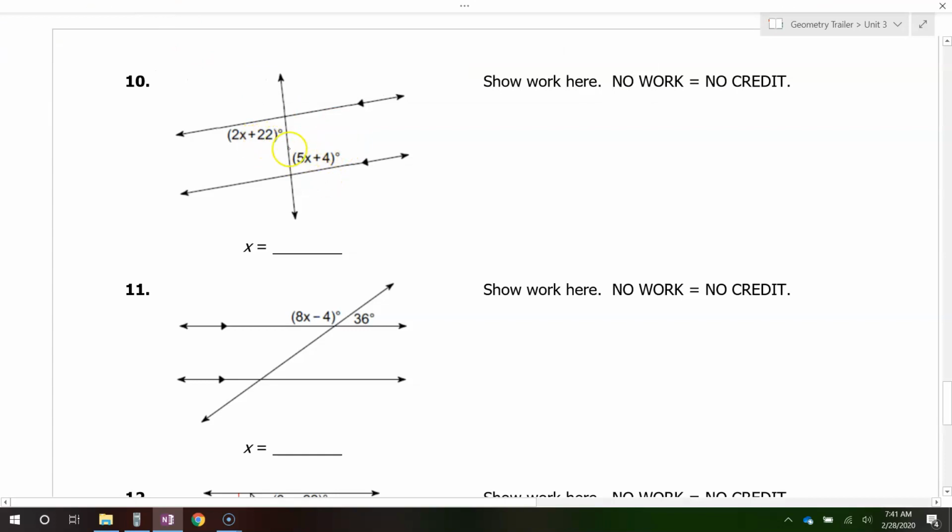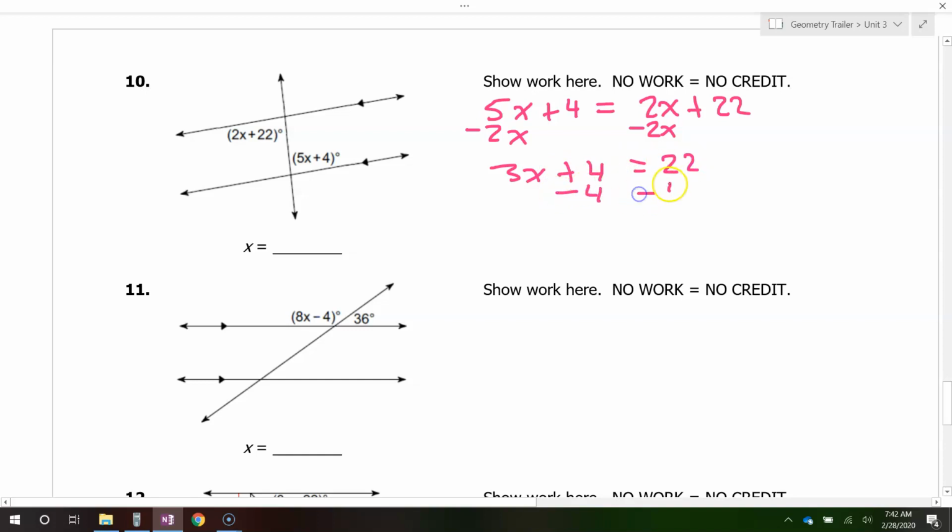All right, these are alternate interior angles. So they should be congruent. So I can just set them equal to each other. So I can go 5x plus 4 equals 2x plus 22. When the x's are on opposite sides of the equal sign, I will subtract one of them. So that'll give me 3x plus 4 is equal to 22. Then if I subtract 4 from both sides, that's going to give me 3x is equal to 18. So if I divide both sides by 3, I'm going to get x is equal to 6.